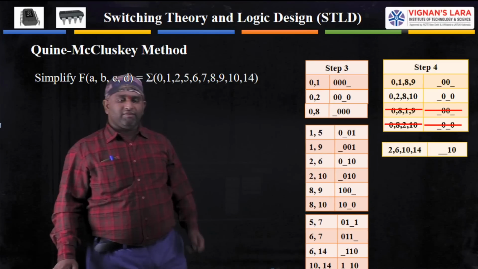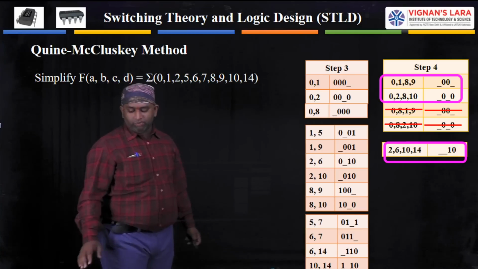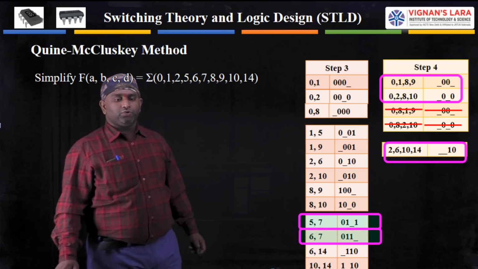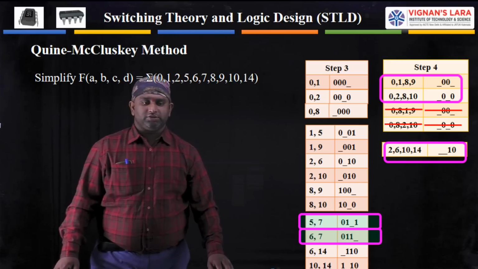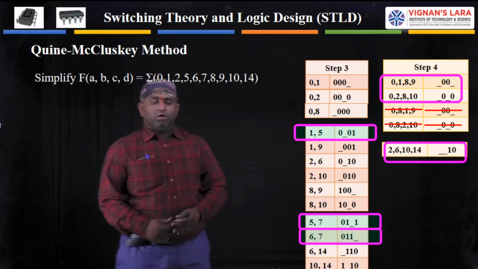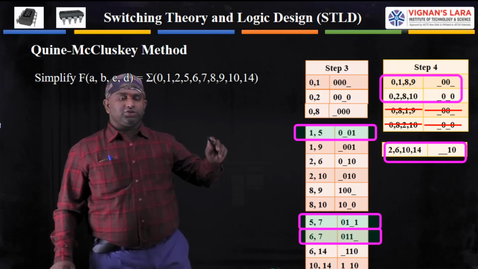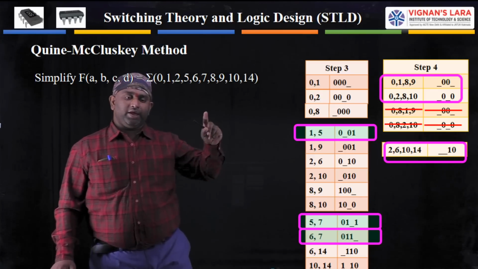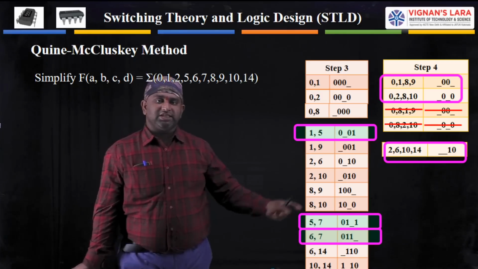So coming to our next step, you have to identify those combinations. That is very, very important. You have to identify all these combinations. 1 5 is not covered, so I have rounded it up there, and 5 7 is not covered, I have rounded it up, and 6 7 I have also marked.